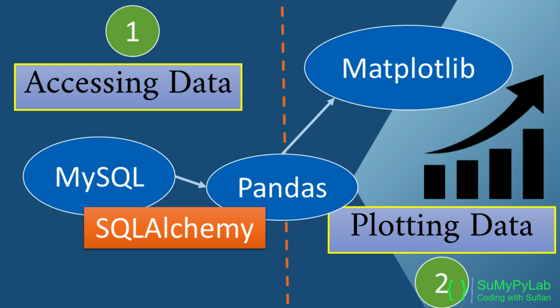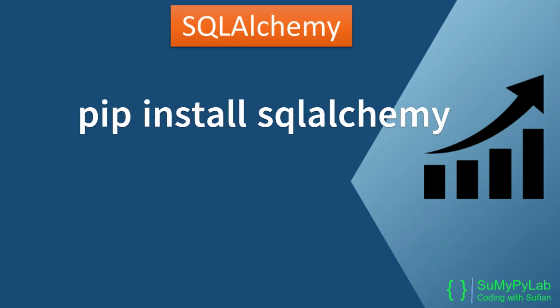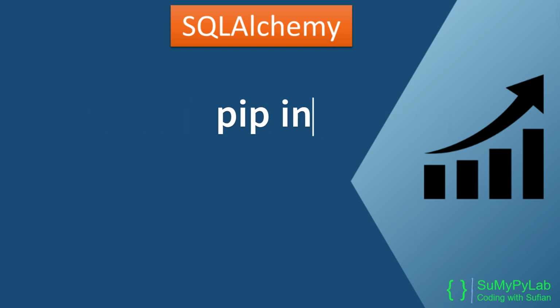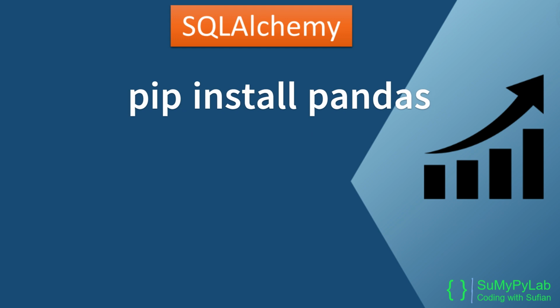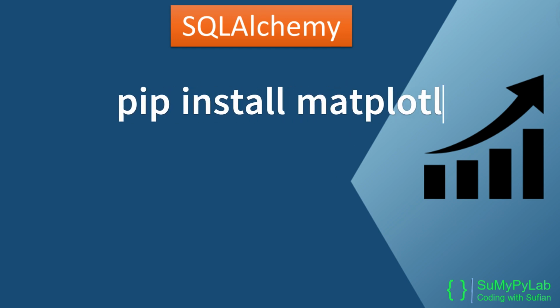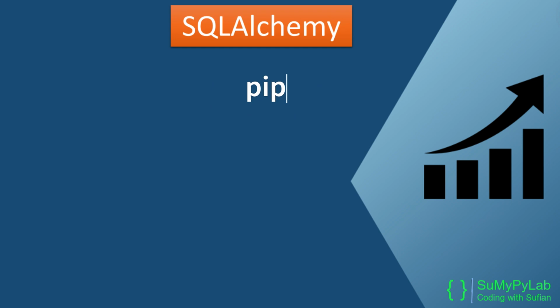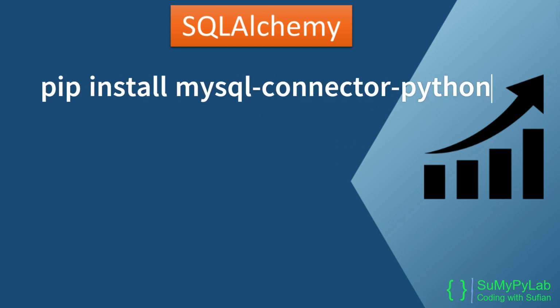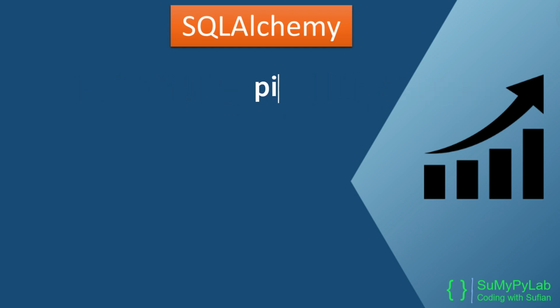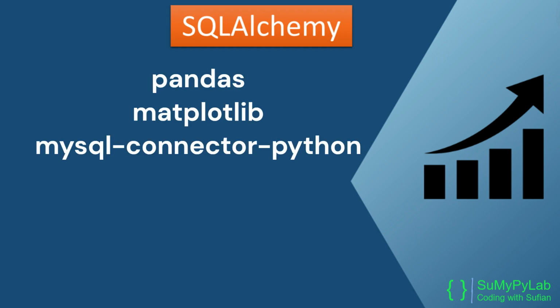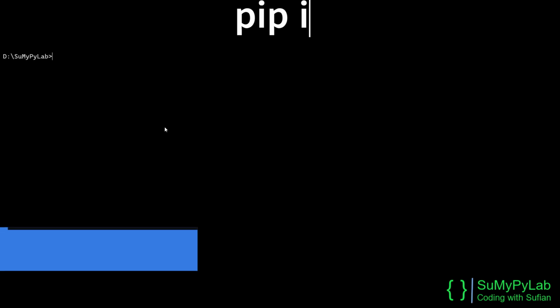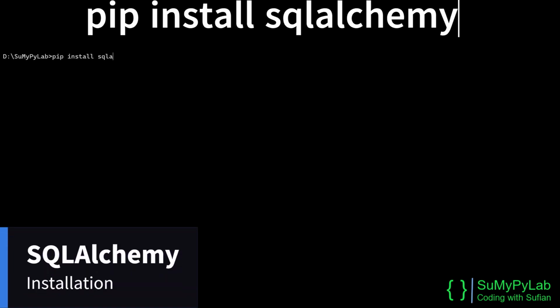So, let's begin. If the SQLAlchemy module is not installed in your system, then you need to first install it using the pip command, pip install SQLAlchemy. We will also use the Pandas and Matplotlib modules for handling data frames and plotting respectively. Also, we will use the mysql-connector-python module for establishing connectivity with the MySQL server. So, these modules should also be installed in our systems. Let's install the SQLAlchemy module.